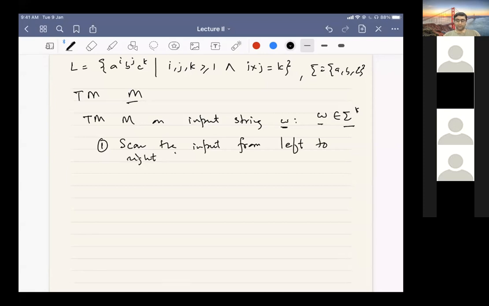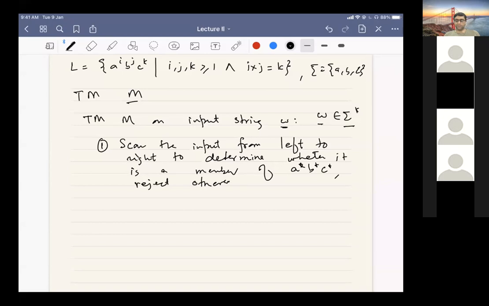to determine whether it is a member of a star, b star, c star. And over here, star is not just a star, it means that there is at least one A, one B, one C. If it contains A's, then B's, then C's, fine. If it does not contain any of the A's, B's, and C's, reject. Reject otherwise.